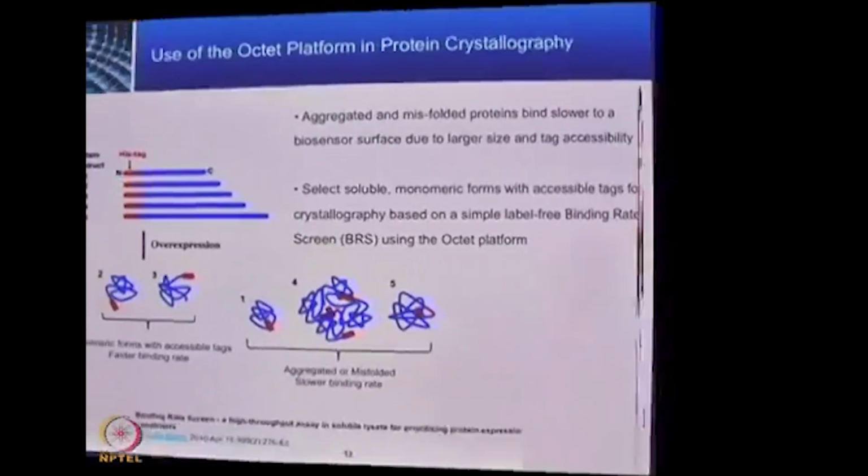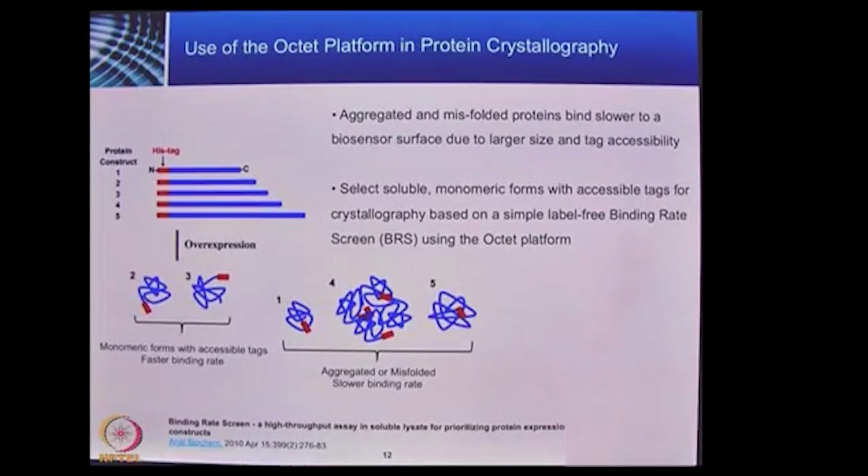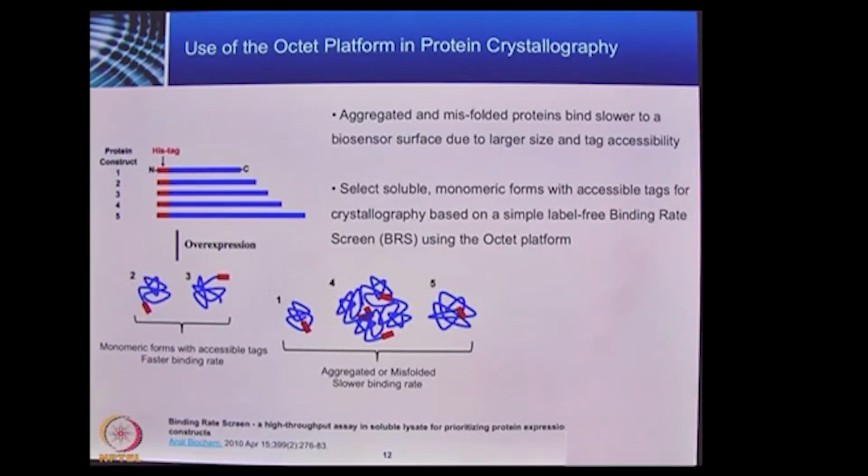I would like to show you how to use the BLI technology to select the right construct for protein crystallization studies. In these experiments, the researchers would like to crystallize some constructs at different truncations. What they have done is they have attached the His tag together with the protein as an N-His tag protein. So the experiment is carried out based on 2 assumptions.